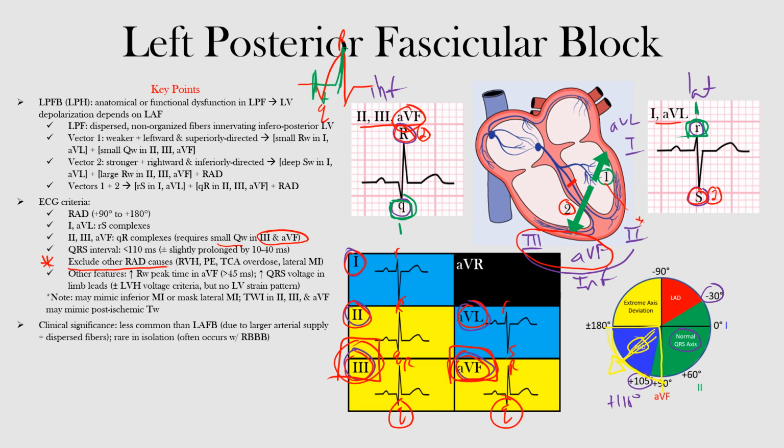All right, so that's the one point here. And also the QRS voltage in the limb leads may meet the left ventricular hypertrophy voltage criteria. But generally, you're not going to have it associated with the strain pattern, so you're not really going to make that diagnosis. Remember, with left ventricular hypertrophy, we want voltage and non-voltage criteria met. And just the last few things on the EKG to know: these findings may mimic inferior MI or mask a lateral infarction, so you want to be aware of that. Additionally, T-wave inversion in the inferior leads, 2, 3, and AVF may occur, which may mimic post-ischemic T waves.